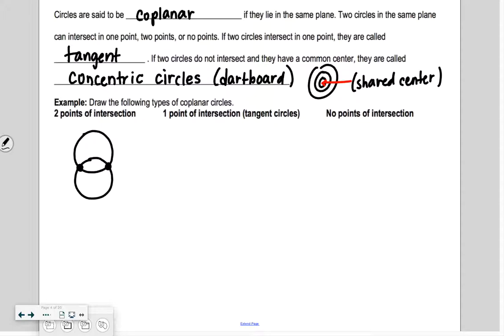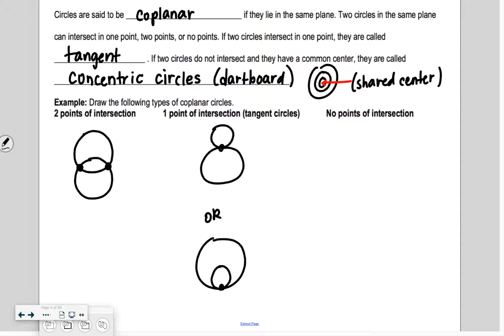How about 1 point of intersection? Can they cross in just a single point? Yeah, they could. Like the top of a snowman, maybe, right? Something like that. That would be coplanar circles that have 1 point of intersection. What if we did something like, oops, I messed it up. Like that. Would that still intersect in a single point? Yeah, that works. Make sense?